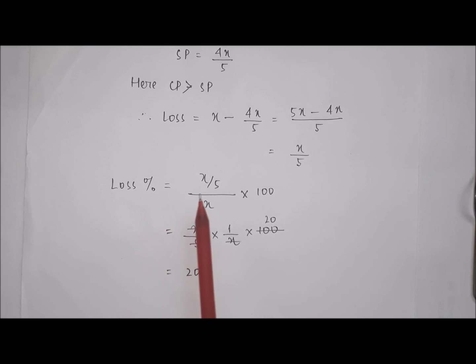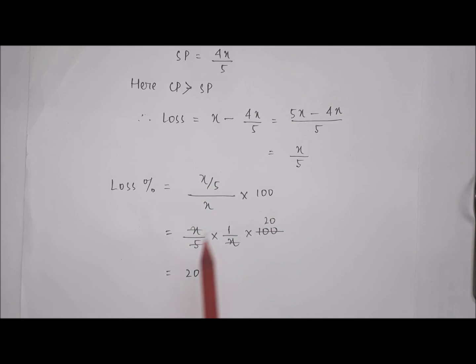Therefore loss percent equals loss by CP into 100. So you will get X by 5 into 1 by X into 100. X will get cancelled. 5 20s are 100. So you will get loss percent equals 20%.